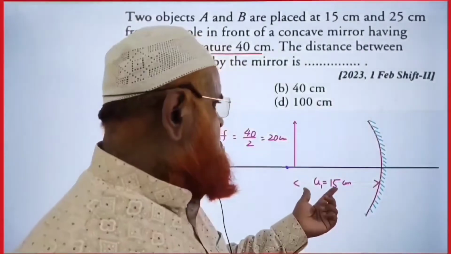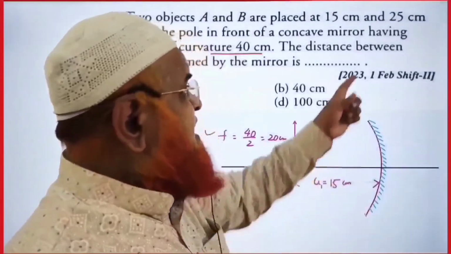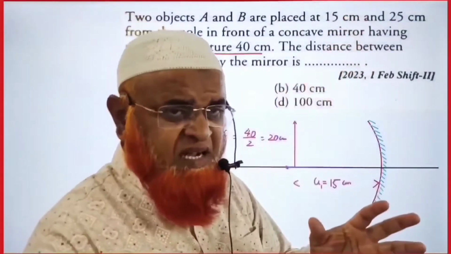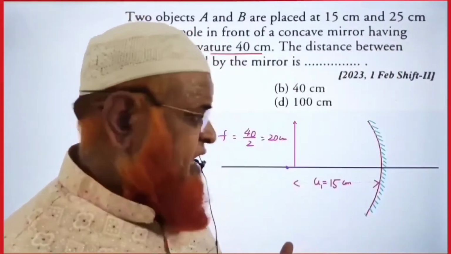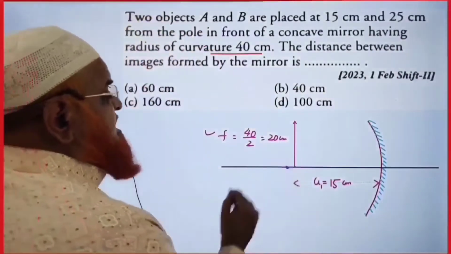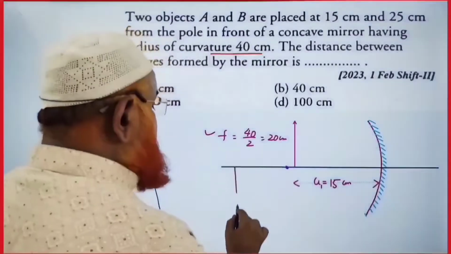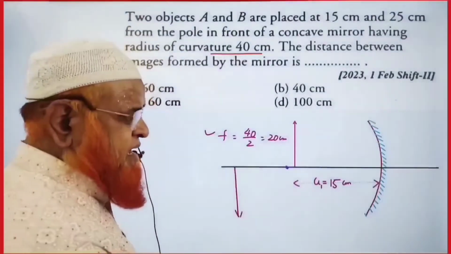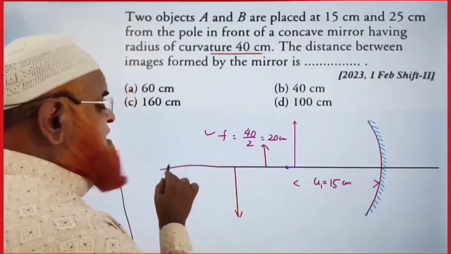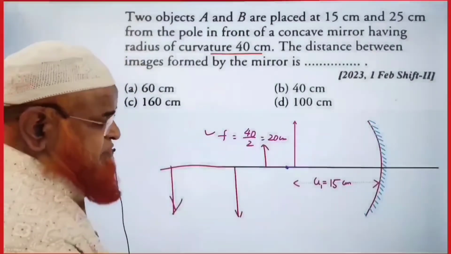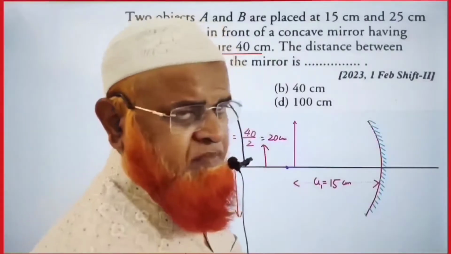And now, the object is placed at 15 centimeters first, and then it is placed at 25 centimeters. So, if the object is placed at 15 centimeters, you may get the image somewhere here. And if an object is placed at 25 centimeters, you may get the image somewhere here.